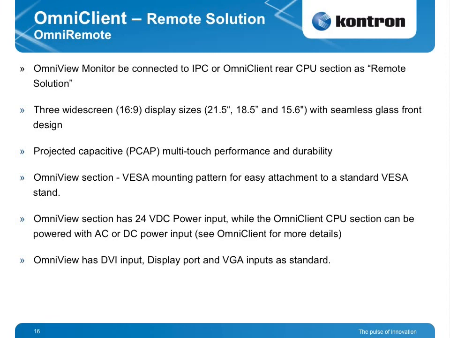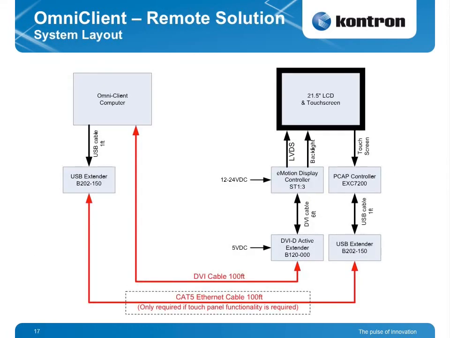Basically, the Omni Remote has all the functionality of the OmniClient and all the functionality of the OmniView, just for the fact that it is actually an OmniView connected to an OmniClient CPU section. On the system layout slide, we detail how the OmniView can be connected to the OmniClient rear section. It doesn't actually have to be the OmniClient rear section to be an Omni Remote. It can be one of our box PCs.